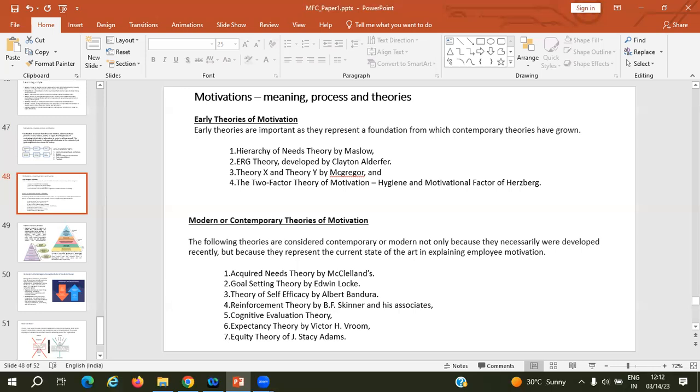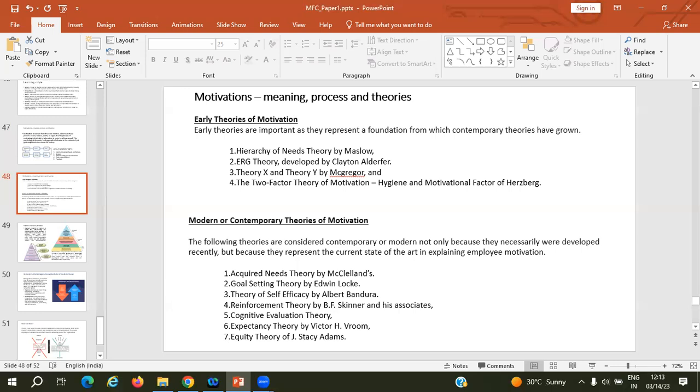Then some modern theories have come up: acquired needs theory, goal setting theory. What are the principles of goal setting? Theories of self-efficacy. Self-efficacy, what do you mean? When you have a self requirement to achieve something. For example, whatever your goal was is already achieved, everything is achieved. So you are thinking of something else, beyond that. You are thinking to do something which is beyond your capacity, or to maximize your potential to achieve that. That is another theory.